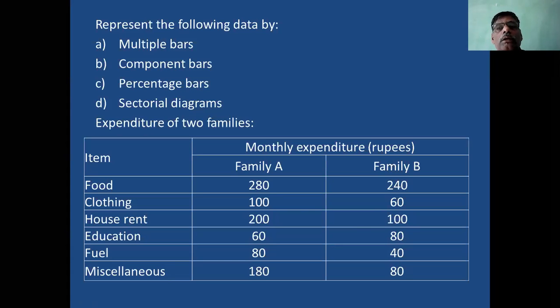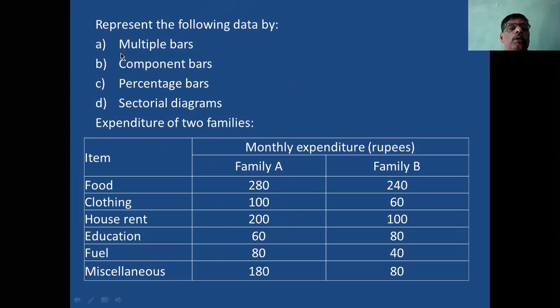For two sets of statistical data, you may prepare a multiple bar diagram, component bar diagram, percentage bar diagram, and sectoral diagram, which means the pie chart. Sectoral diagram is pie chart. First, we prepare the multiple bar diagram. One set of bars for family A, another set of bars for family B. You have to draw that, represented by their expenditure.